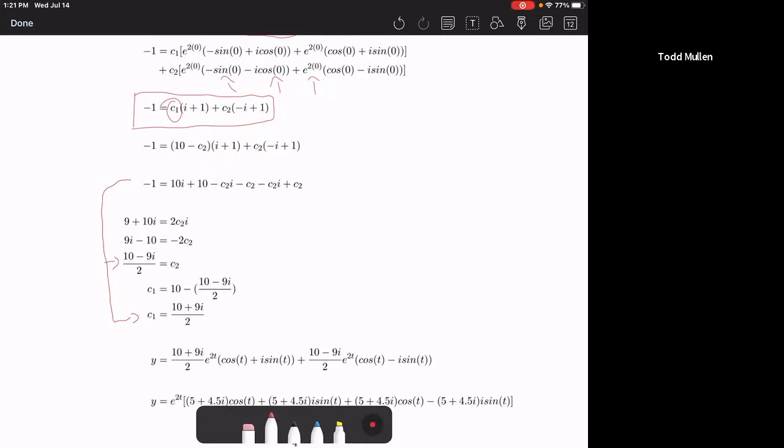C2 is equal to 10 minus yi over 2. And we can plug that in for C1 and C2. But we didn't really solve our problem of having i's. There's still i's written all throughout this. Things didn't cancel out the way we were hoping.